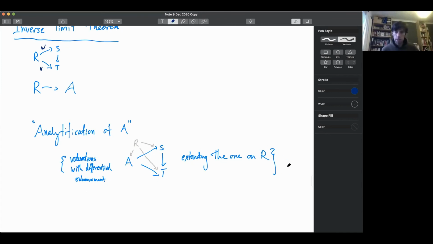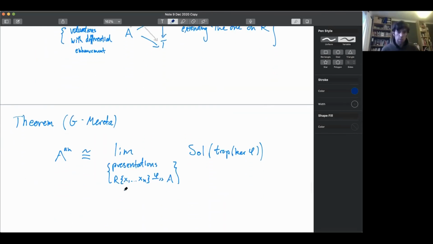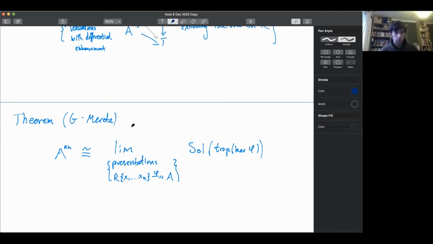So this is my differential analog of the Berkovich analytification. And the inverse limit theorem that Stefano and I have been working on says this analytification is the inverse limit over all these differential presentations of A of the solution set to the tropicalization of the corresponding system of differential equations.